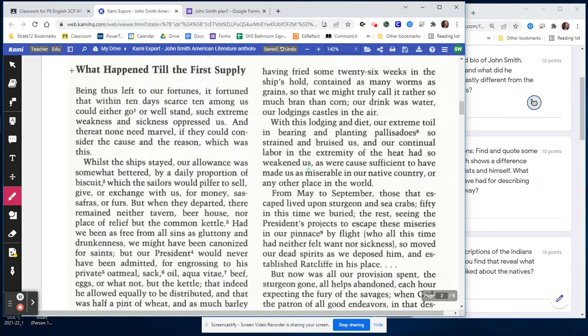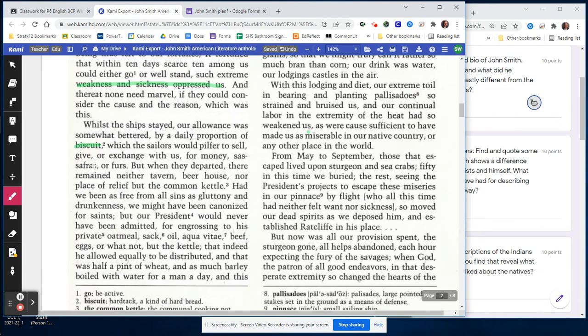Okay, so now we're going to go into Smith's writing. This is the way he wrote it in the old-fashioned 1600s way of writing. Being thus left to our fortunes, it fortuned that within 10 days scarce 10 among us could either go well or stand, such extreme weakness and sickness oppressed us. And thereat none need marvel if they could consider the cause and the reason, which was this. Whilst the ship stayed, our allowance was somewhat better by a daily proportion of biscuit, which the sailors would pilfer to sell, give, or exchange with us for money, sassafras, or furs. But when they departed, there remained neither tavern, beer house, nor place of relief, but the common kettle.